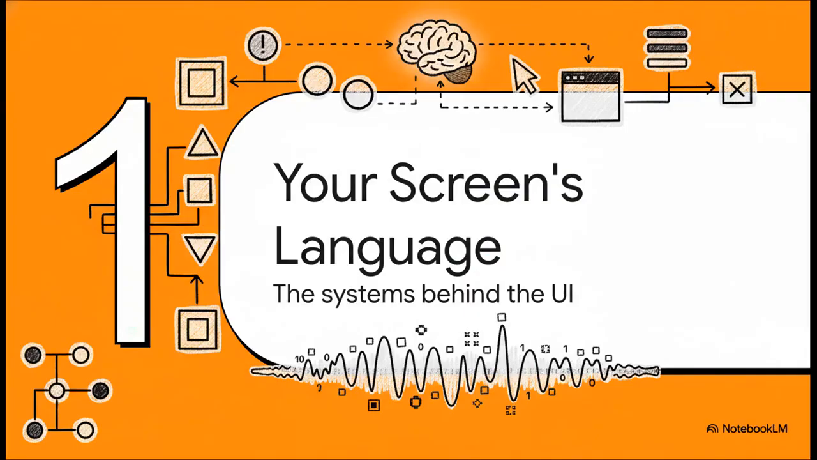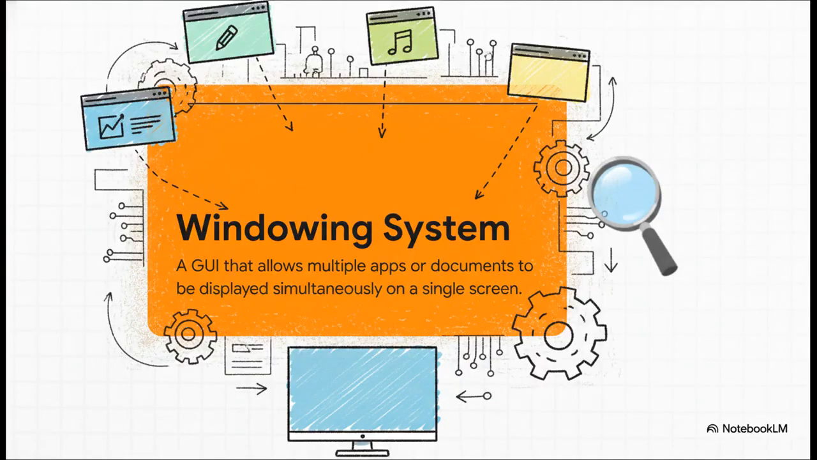To really get how our screens are so well organized, we kind of have to learn their language. And every language has its own grammar, a set of rules. Well, in the digital world, that grammar is managed by a core system that directs absolutely everything you see. It's called a windowing system, and honestly, it is the unsung hero of modern computing.